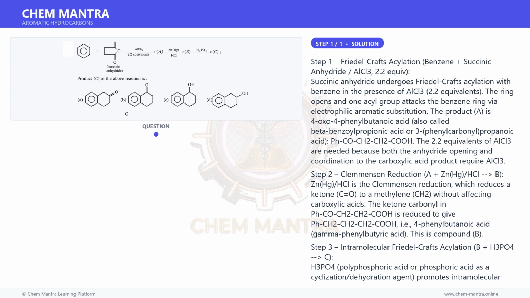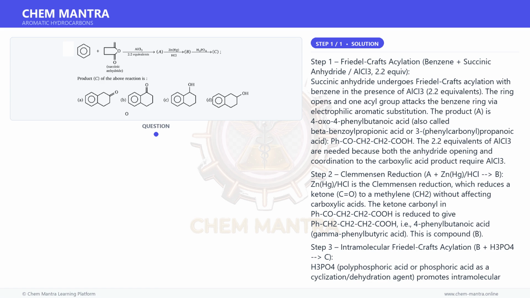Step 3. Intramolecular Friedel-Crafts acylation, B plus H3PO4 gives C. H3PO4, polyphosphoric acid or phosphoric acid, acts as a cyclization dehydration agent and promotes intramolecular Friedel-Crafts type acylation. The carboxylic acid end of 4-phenylbutanoic acid cyclizes onto the benzene ring to form a 5-membered or 6-membered ring.